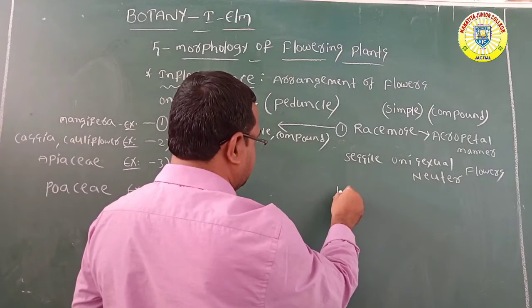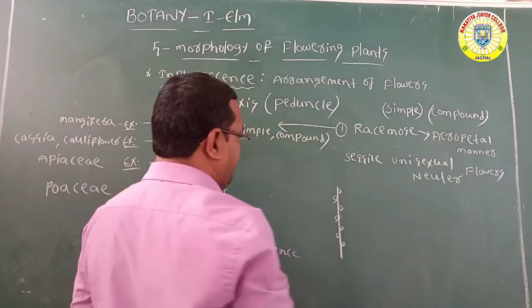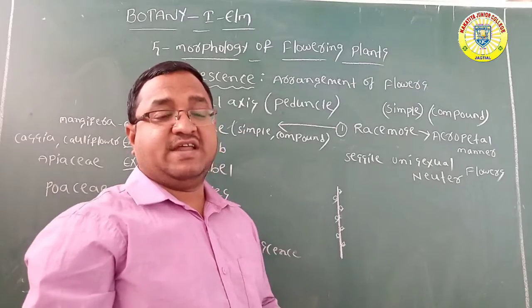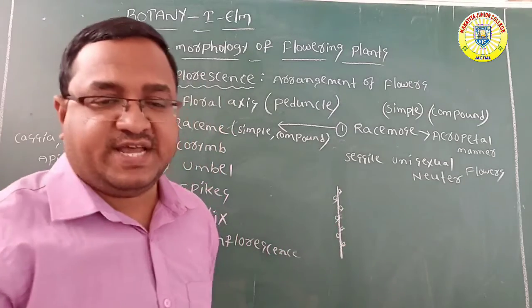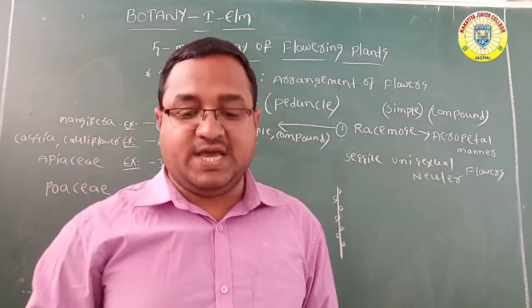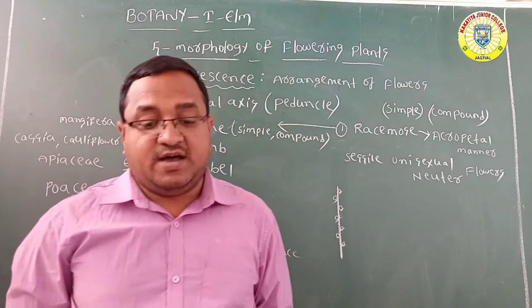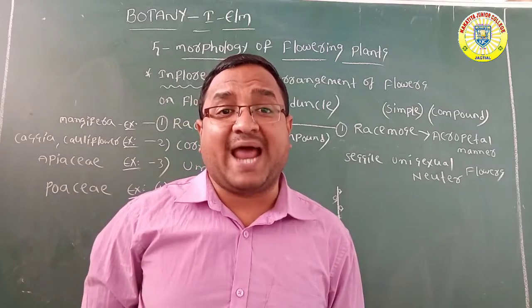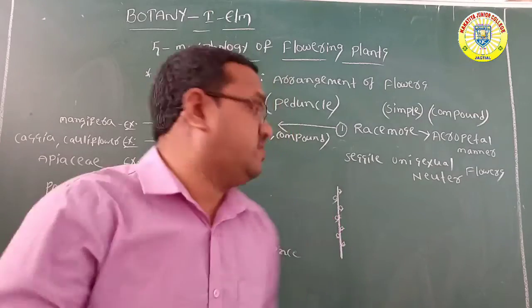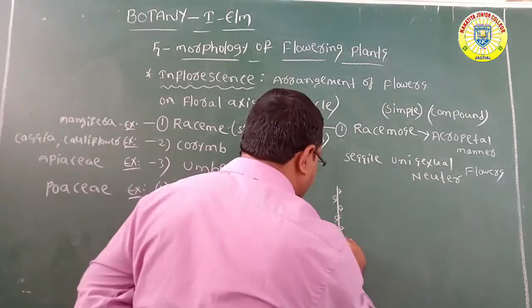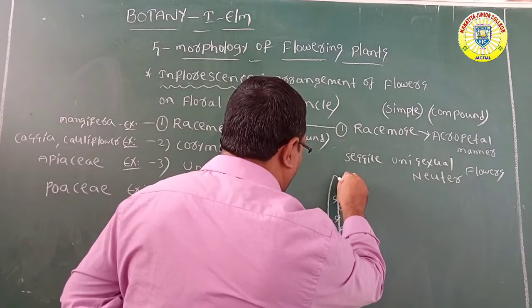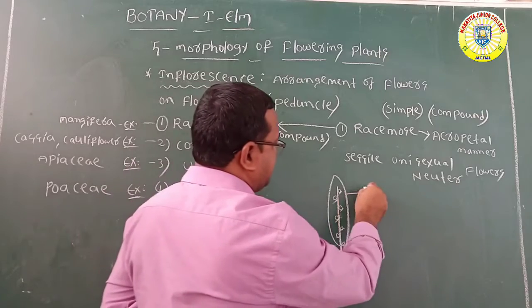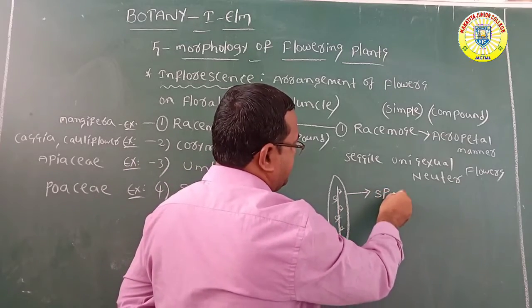Sessile unisexual neuter flowers are arranged. But here one specialty is there. So here you can see especially this total inflorescence is protected by a modified bract that is called spathe. The total inflorescence is covered with a modified bract that is called spathe.